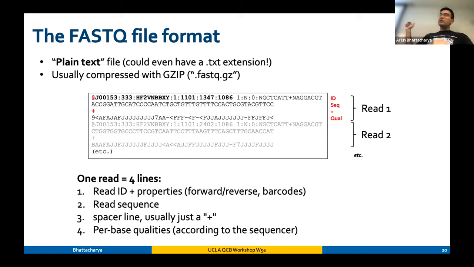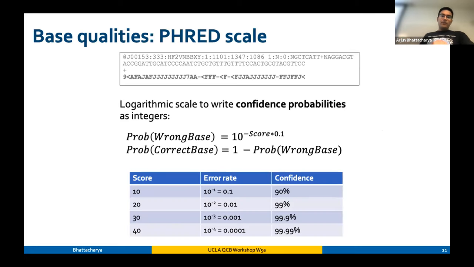These qualities are coded in ASCII format. So you take one of these ASCII codings, it's letters or numbers, converted back to decimal numbers or base 10 numbers. And then if you throw that score into the formula, it's going to give you a probability that that base was incorrectly assigned. And then 1 minus that gives you a confidence score, a confidence rate. Okay. So we're generally looking for confidences of 99.9 or above, so these scores of 30 or above.